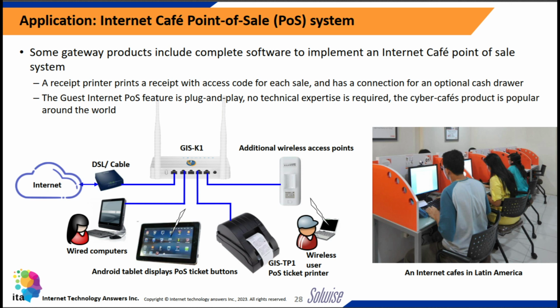You hook up a printer like the one shown here. You can connect a cash drawer to the back of the printer. You set up a tablet with up to 10 buttons, so the buttons can determine the duration and the speed of access, and the visitor can access through one of the wired computers or through the visitor's own mobile device.